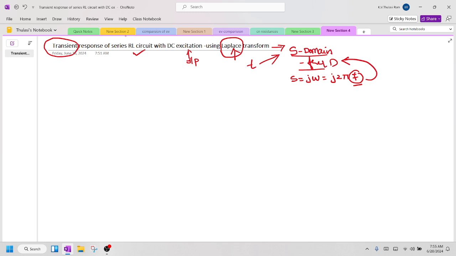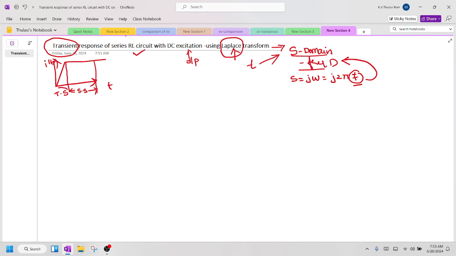Transient means this is available only for a shorter time. For example, if we take a waveform, we are going to get a resultant waveform like this, i of t versus t. You can see the curve will start from this point, go to the peak value, and settle down here. This time we are going to call the transient state, and this time is called the steady state.